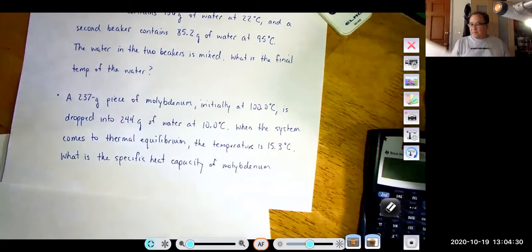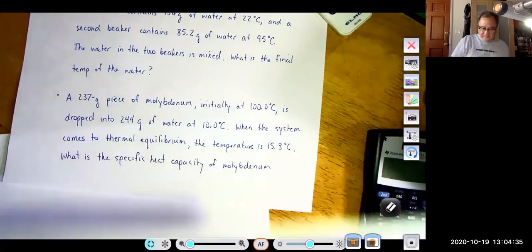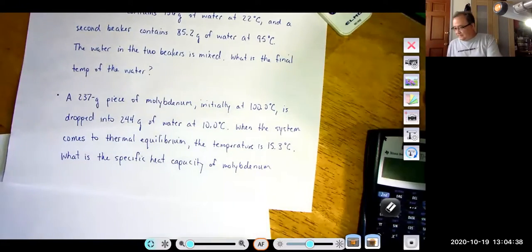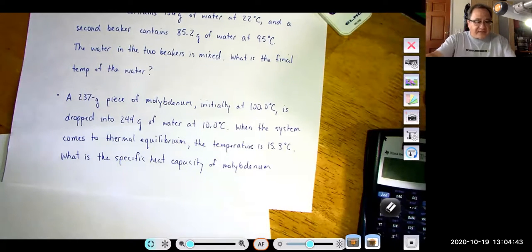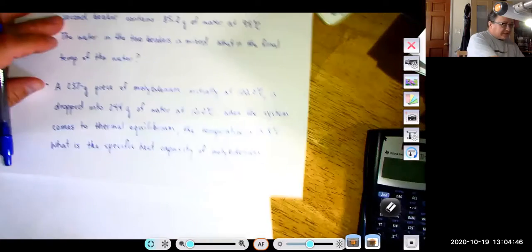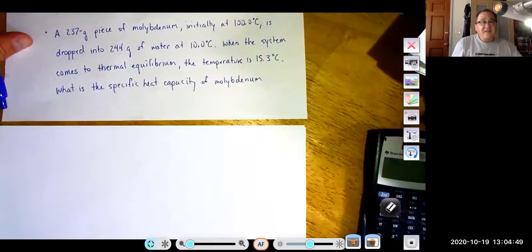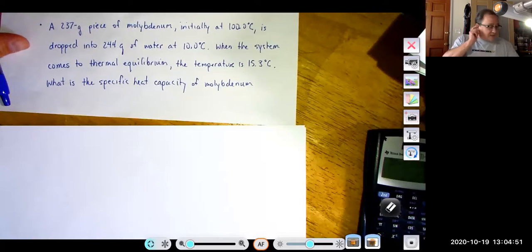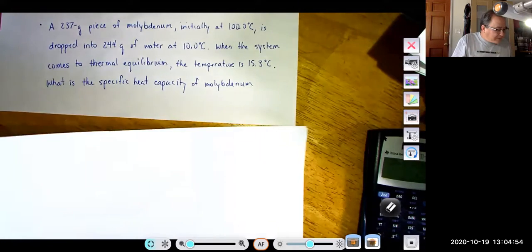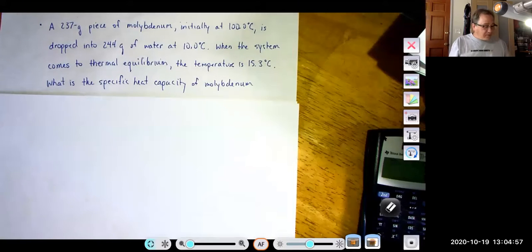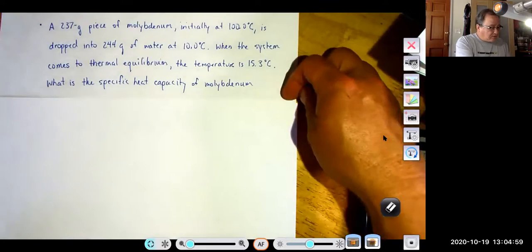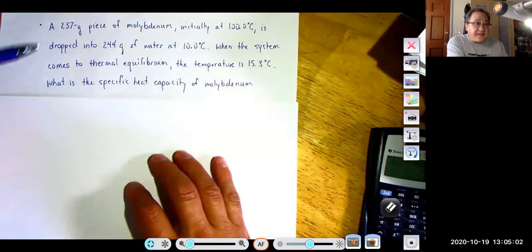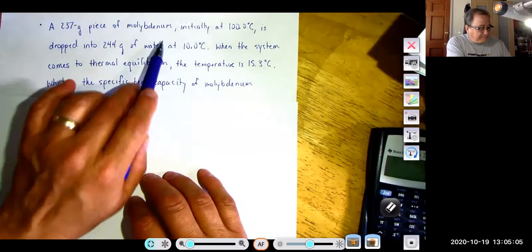All right, so that's specific heat capacity. Here's a couple more specific heat capacity problems. The first one at the top is actually the hard one. So we're going to look at the second one here. And this question is something that you guys are going to be actually working with as one of your labs this week. So this is a way to figure out the specific heat capacity of molybdenum.